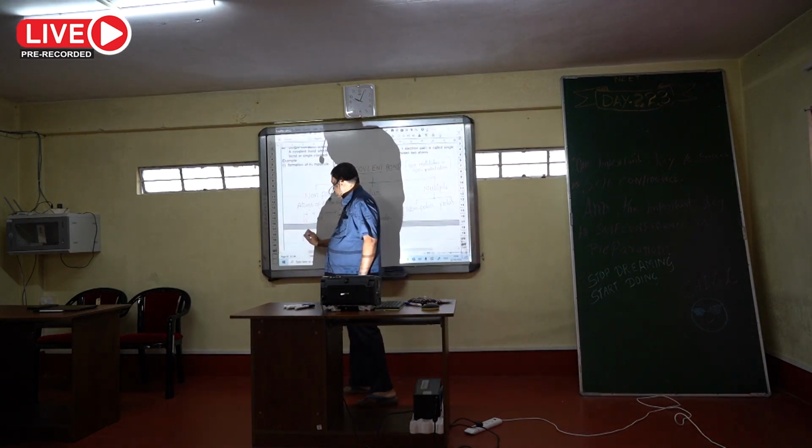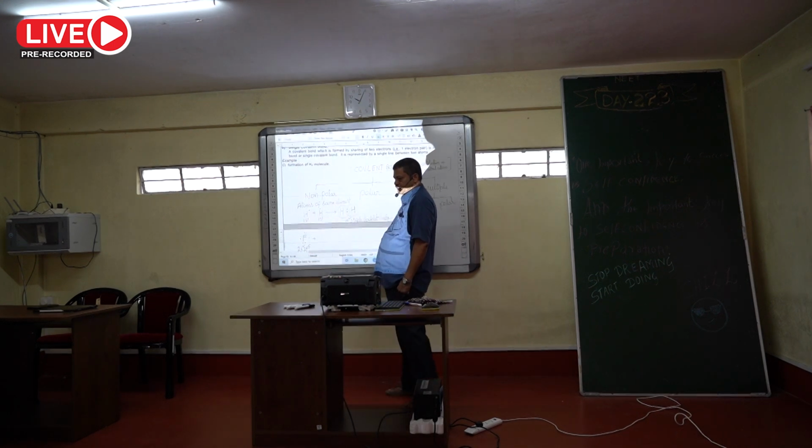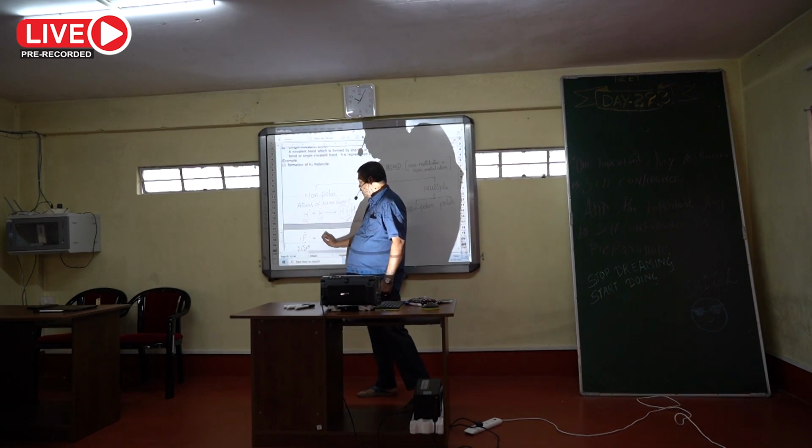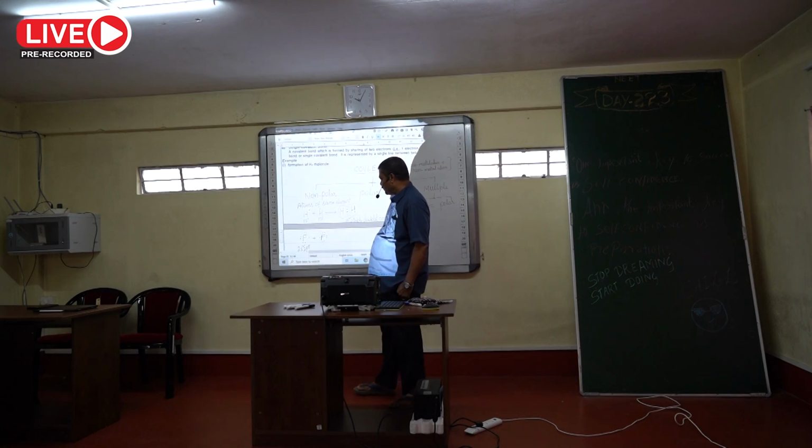Example 2. Two fluorine atoms. Fluorine is 2s2, 2p5, 7 electrons. Another fluorine, again 2s2, 2p5. Or better, you write the single electron this side, it will be easy for you.